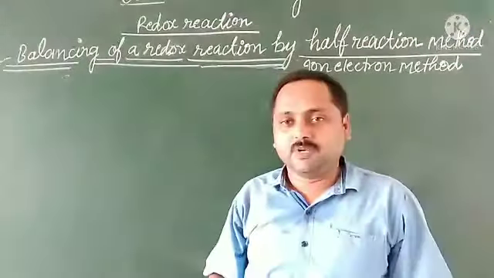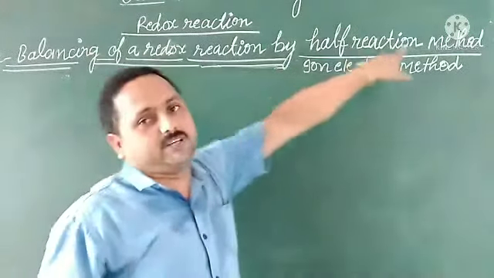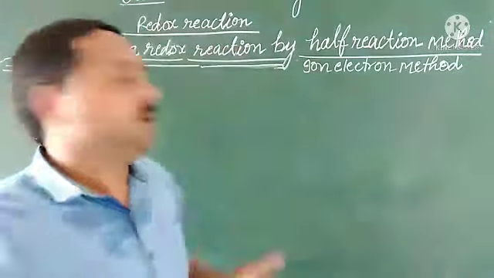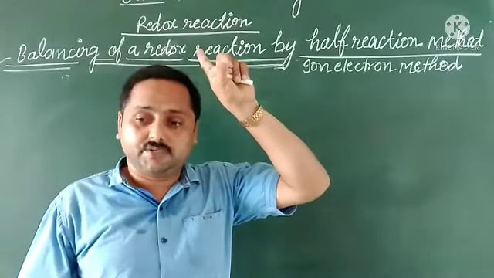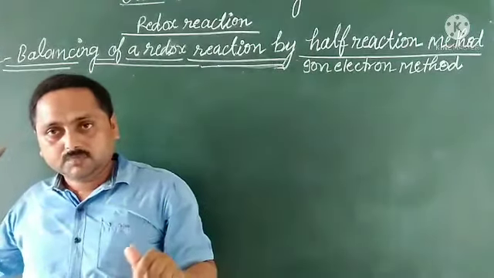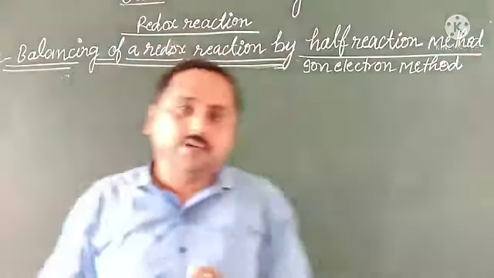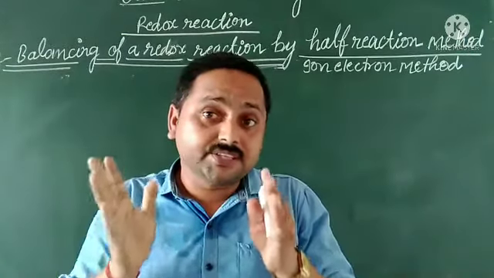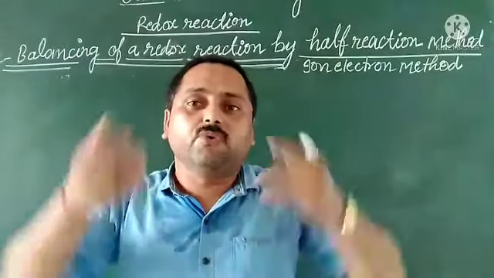So what is our topic? Balancing of redox reaction by half reaction method. Before this, which one did we discuss? The oxidation number method. So let us see some examples and we will balance them. But before we balance, we have to discuss the steps. What steps are you going to follow?